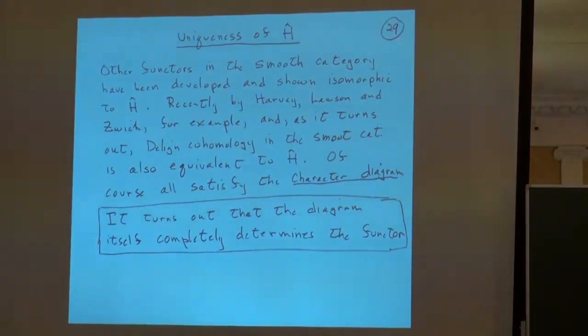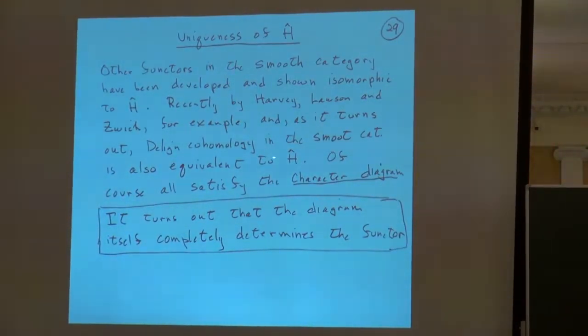There are other functors in the smooth category that have been developed and that are isomorphic to H hat. And they've all been isomorphic. Harvey and Lawson and this guy Zwick made up some such functors. But in each case, they showed that this is really isomorphic to H hat. And as it turns out, Deligne cohomology in the smooth category is also equivalent to H hat. Now that's an interesting fact because Deligne developed Deligne cohomology, probably not with the smooth category in mind because he was doing algebraic geometry, but nonetheless it came out. And it was in about the same time frame. But neither of us realized that there was this relation until sometime later.